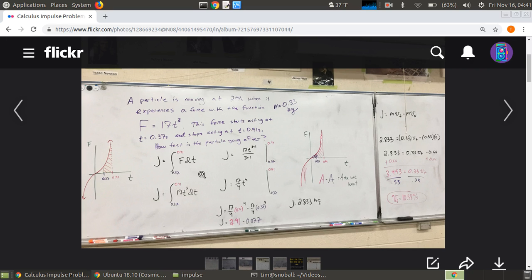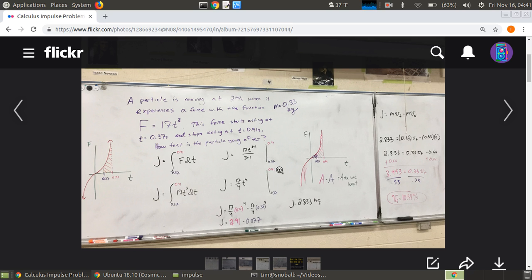It's a pretty straightforward integral at first, like we've done for indefinite integrals. We plug in the force, and we take the antiderivative. So we end up with 17 over 4 t to the fourth. Notice though, instead of putting plus c, I've put this bar here, and I've left the limits in place.